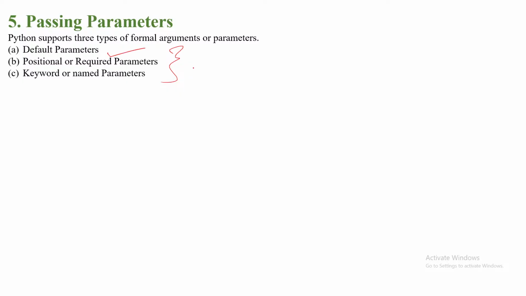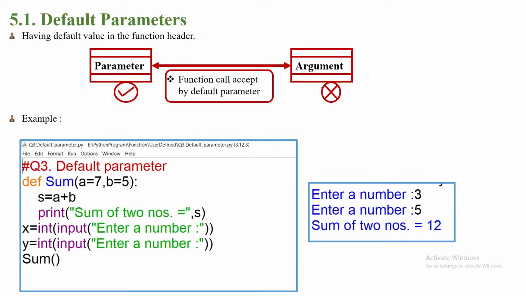One, default parameter. Second, positional or required parameter. Third is keyword or named parameter. One by one we will see. Default parameter. Default parameter means, if you do not understand anything, no problem. Look into this picture. Okay, parameter. Tick means we are passing the parameters. Argument we are not passing.